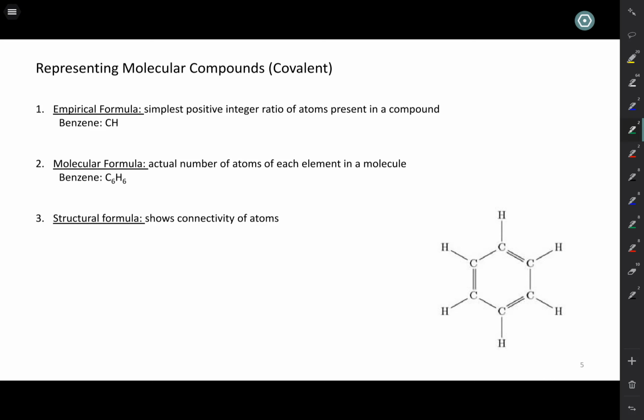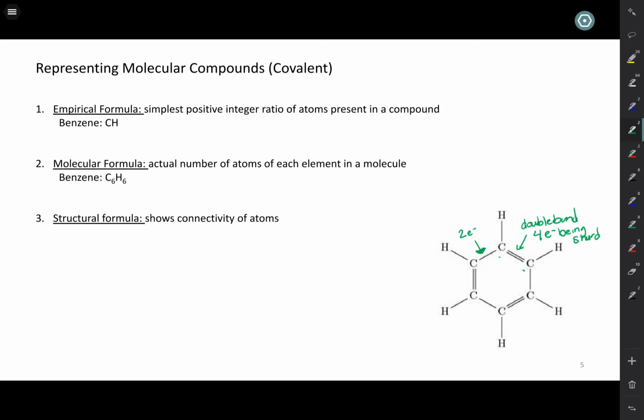Great. And then the last main type of formula that we look at is the structural formula, and that shows the actual connectivity of the atoms. And so again, using benzene as an example, we have 6 carbons and 6 hydrogens, and in this structure, carbons are bound to one another in a cyclical structure, and then each carbon is bound to one hydrogen. And remember that a line represents 2 electrons being shared, and in this case we have a double bond, which means that there are 4 electrons being shared. There are 2 bonds between this carbon and this carbon.